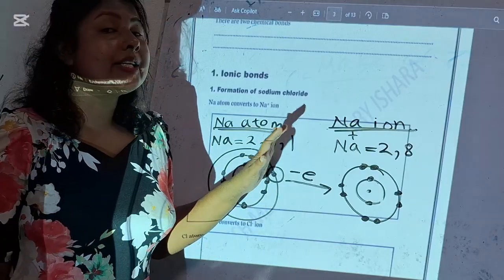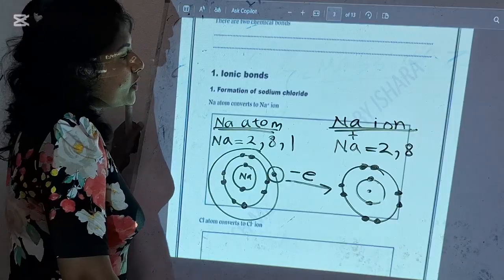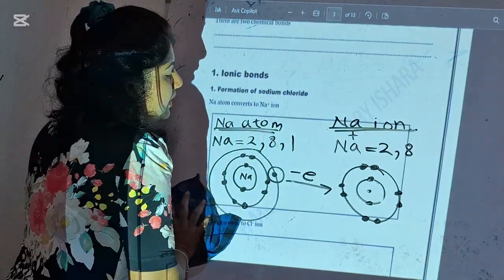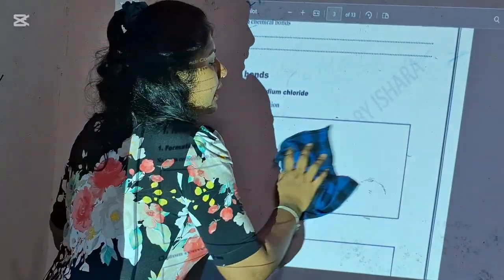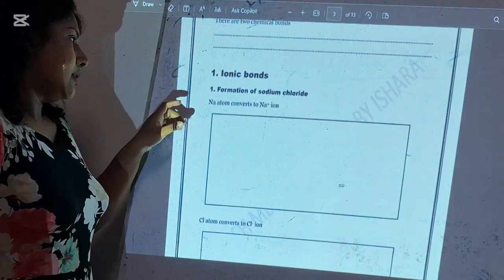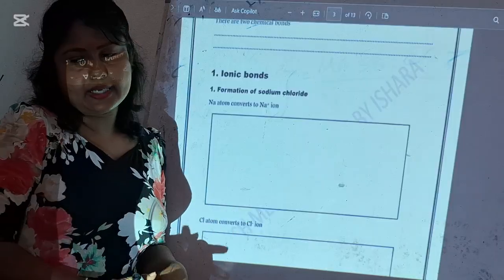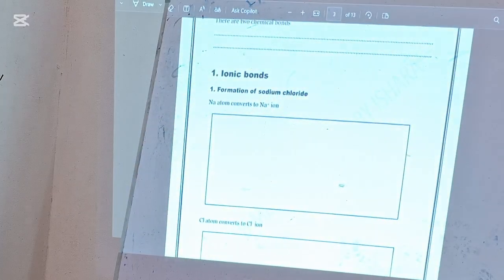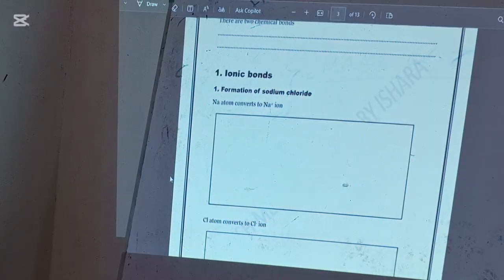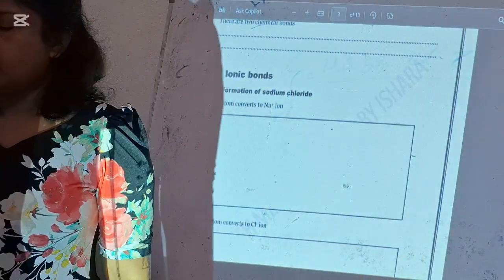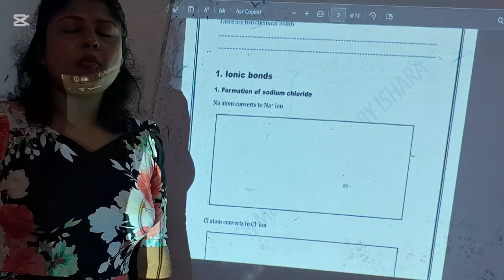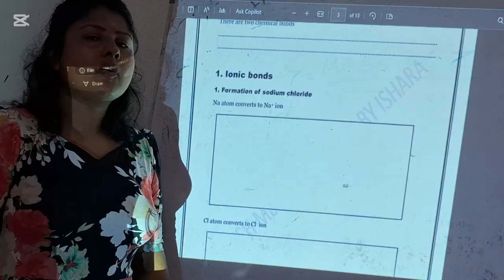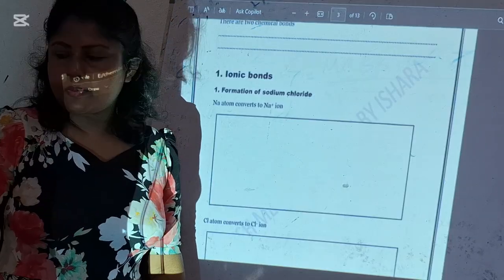That's why we got this situation. So draw it in your book. After that, I'm moving to form the chlorine. We are going to form the chloride ion in the next one. Okay, then next we are moving to learn about the formation of the chloride ion.